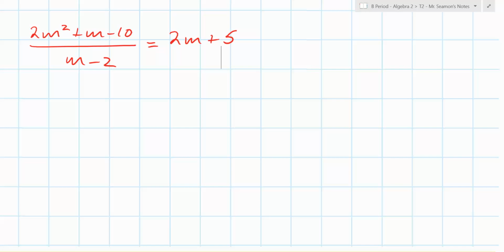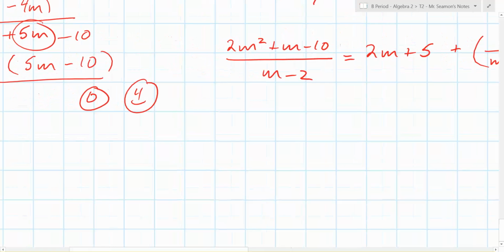Now, are you always going to have a remainder of 0? No. Right now, another way you could write this is plus 0 over m minus 2. But what do we write that as? That's just 0. If it wasn't, you would have to write it in, depending on what I'm asking you to do. I might ask, what's the quotient, or what's just the remainder, that kind of thing.